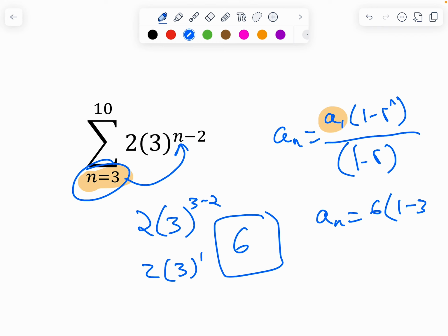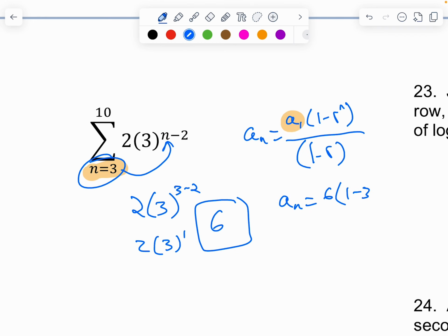to the n. Now we need to figure out what our n is. n is top minus bottom plus 1. So 7 plus 1 is 8. So n equals 8, over 1 minus r. There's our 3. If you put this in a calculator, you get your answer. Okay?